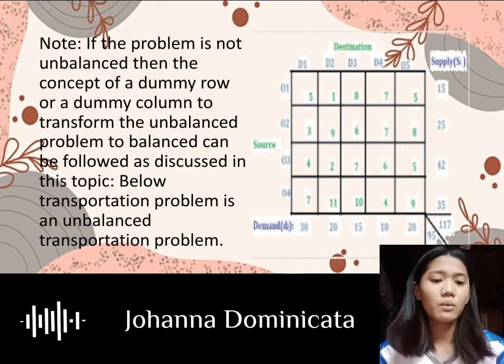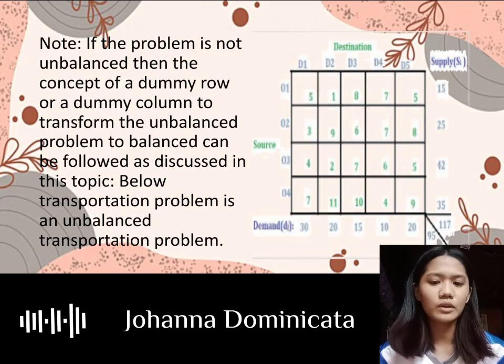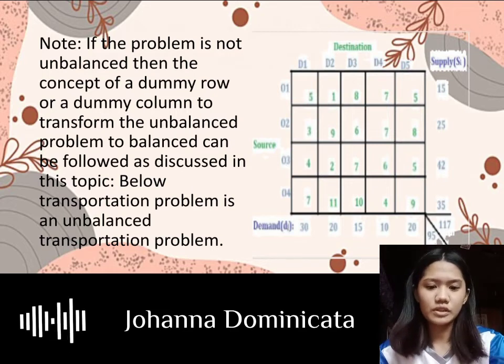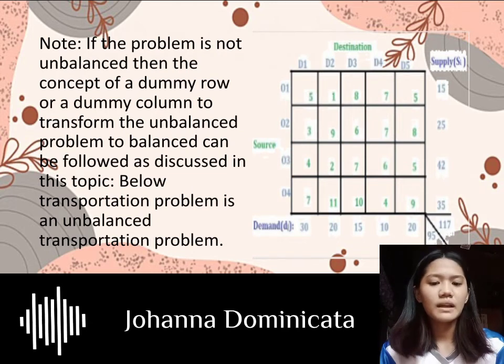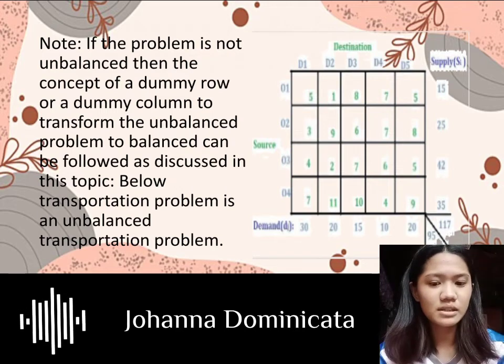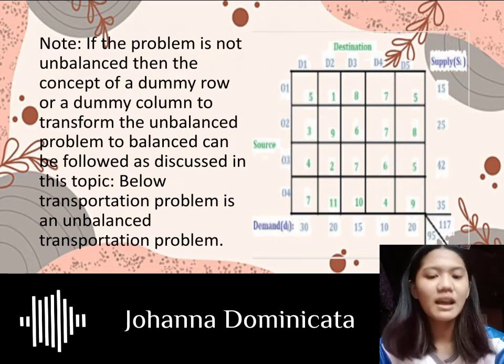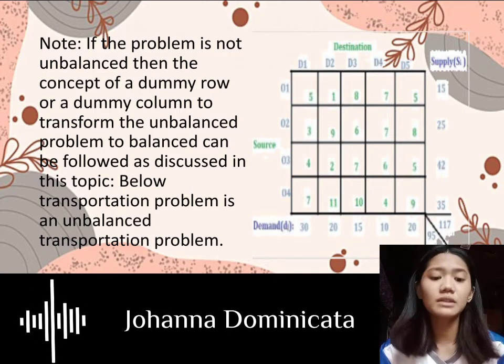In step 1, we are to identify whether the problem is balanced or not. If the total sum of all the supply, the one on the right portion, is equal to the total sum of all the demands, the one at the bottom, then the transportation problem is balanced. So, what if it is not balanced? That is our topic about the balanced transportation problem. How about if it is not balanced?